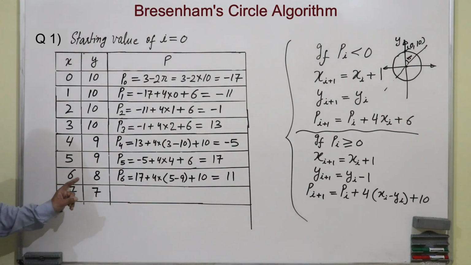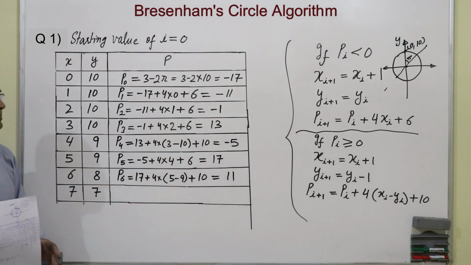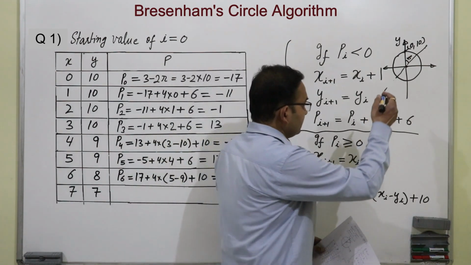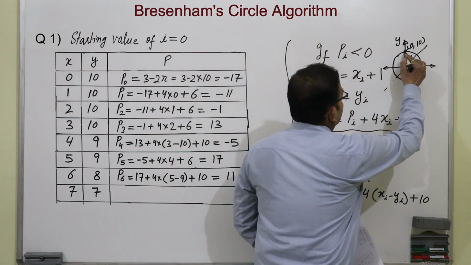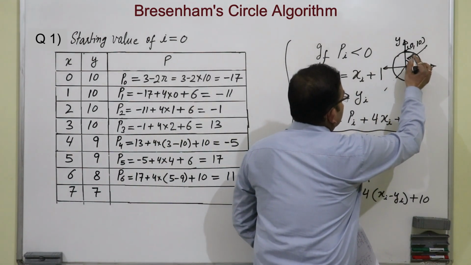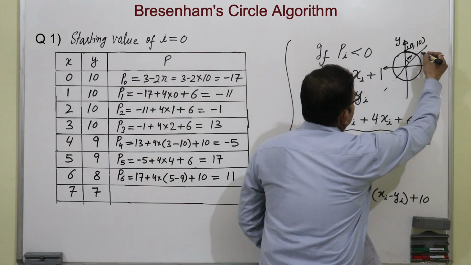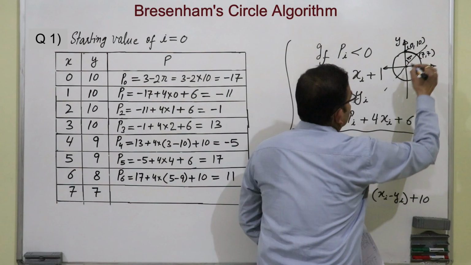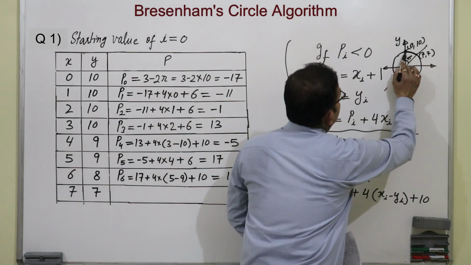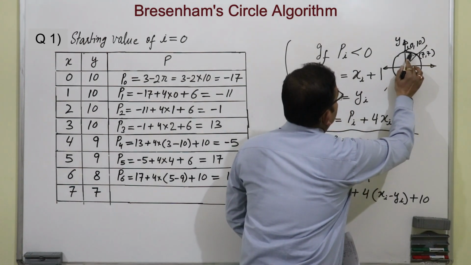When both coordinates are equal, then stop. So, we are calculating all coordinates from the topmost point and we are coming to this side, and this is the coordinate 7, 7. So, we have found the coordinates in this region.